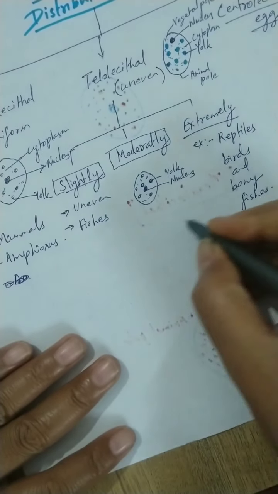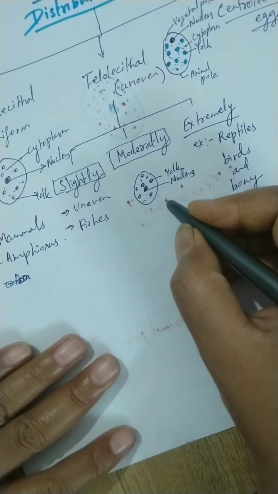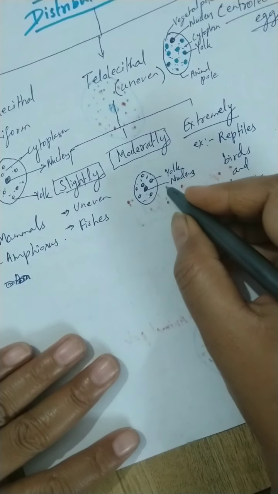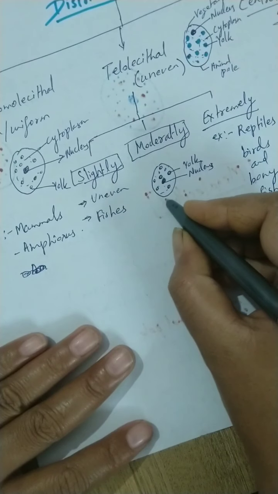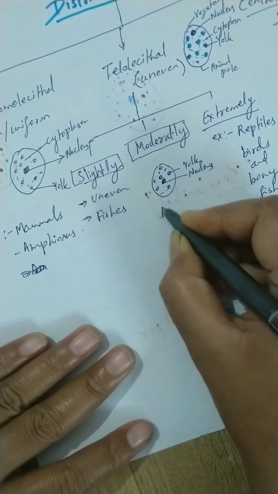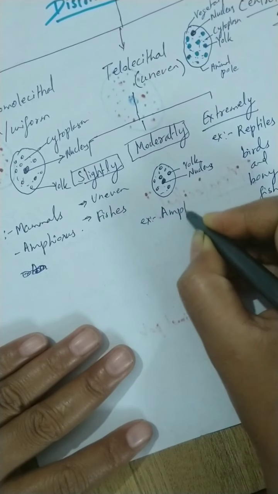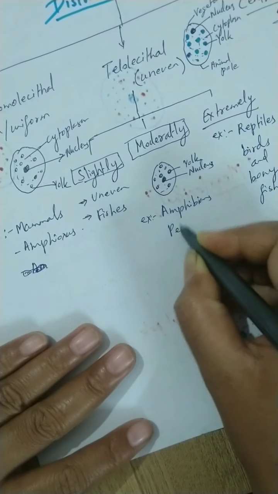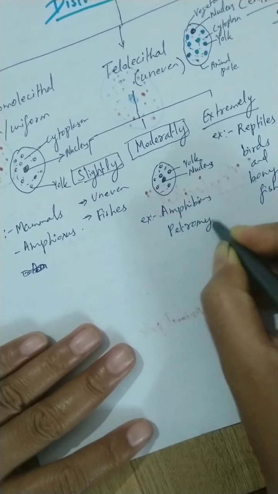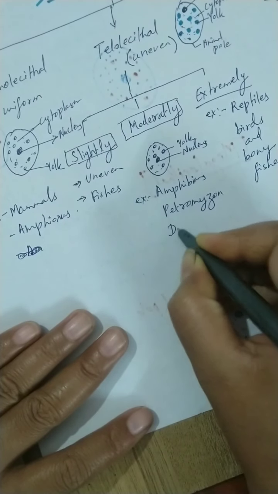And the moderate type of telolecithal eggs are present in amphibians. Examples: amphibians, petromyzon, then dipnoi.